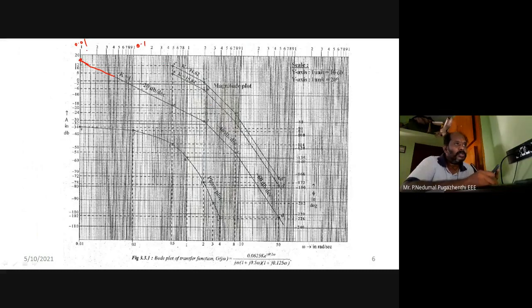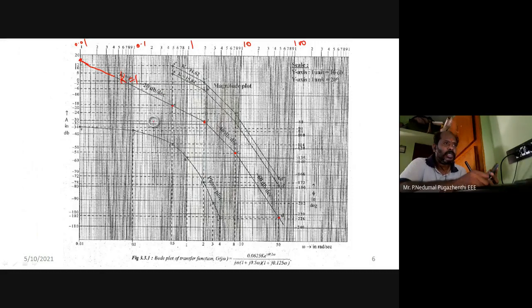This is 0.01 and this is for 0.5. This is for 2 radians per second, this is for 8 radians per second, and this is for 50 radians per second. So this is 0.1, this is 1, this is 10, and this is 100. So it goes on like that. So my magnitude plot is when k is equal to 1. When k is equal to 1, this is my plot.